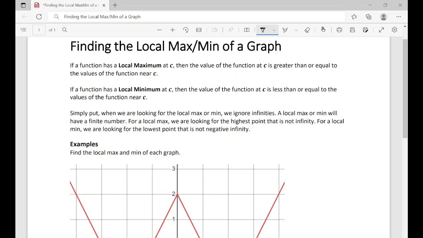So those are all the definitions, but what does it mean? Simply put, we're looking for the local max or the local min. We're going to ignore the infinities. We don't care that it's going off up forever or down forever. We want to know the finite numbers. So a local max or min will have a finite number. For a local max, we're looking for the highest point that's not going off to infinity, and for a local min, we're looking for the lowest point that is not going towards negative infinity.